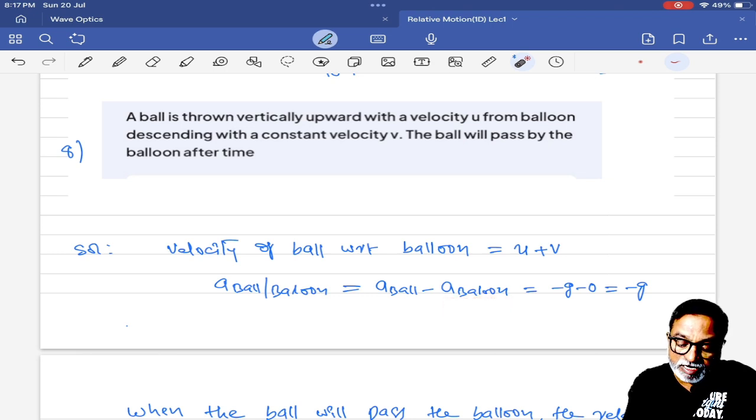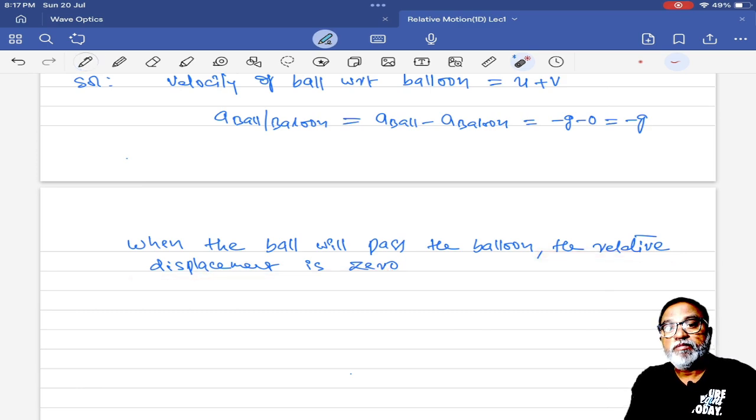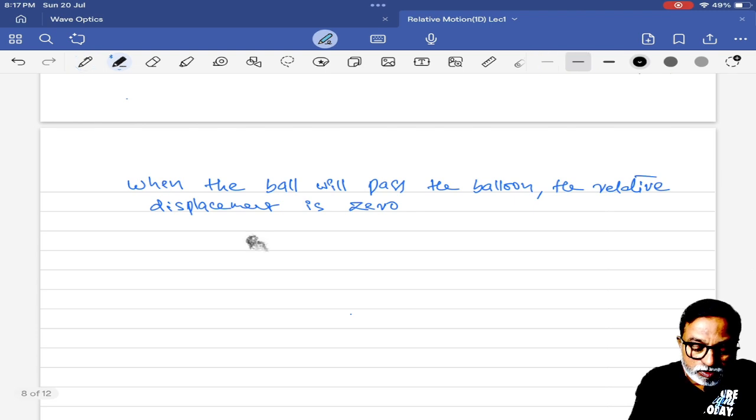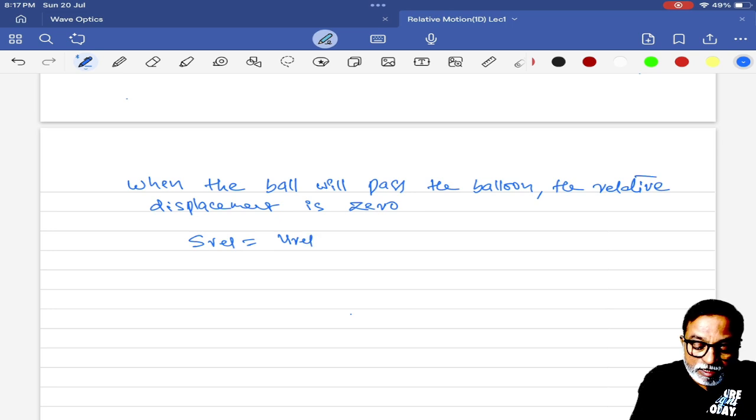But balloon is moving with constant velocity. Therefore, acceleration 0. Therefore, a relative is minus g. When the ball will pass the balloon, the relative displacement is 0. See here, both the bodies, balloon and ball, both started at the same position and reach the same position. Therefore, the relative displacement is equal to 0. So SREL is equal to UREL into t plus 1 by 2 AREL t square.